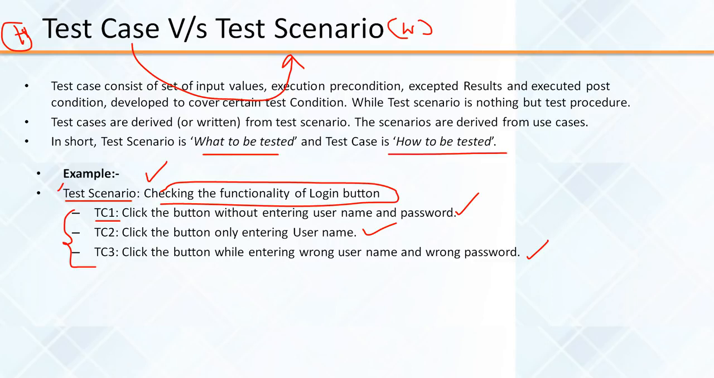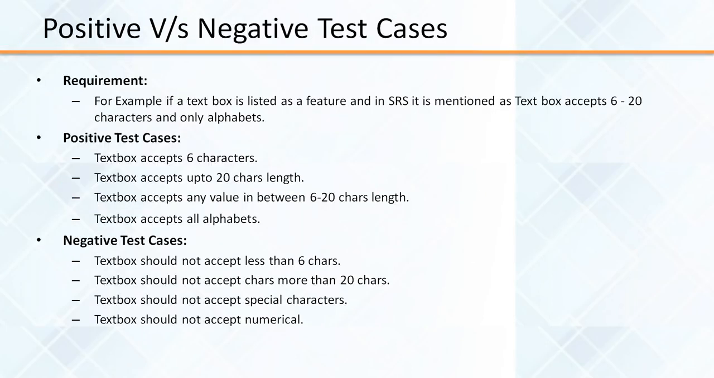Next, positive versus negative test case. We have discussed positive testing and negative testing. So what is positive testing? If I provide valid inputs while testing, that is positive testing. When I provide invalid inputs, then the application should throw an exception or some warnings. So that is a negative test.